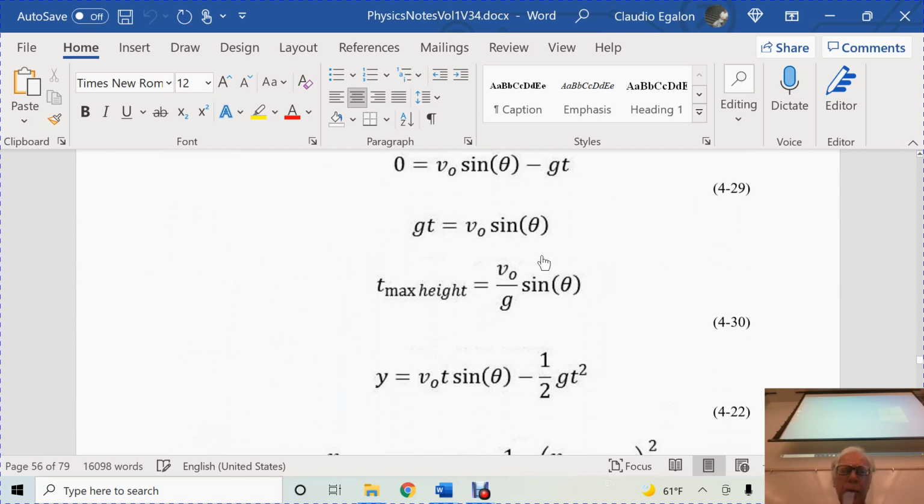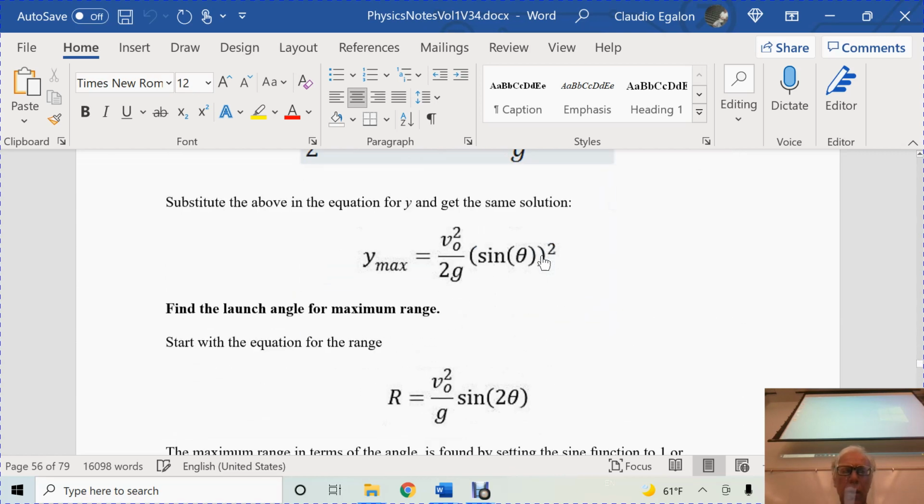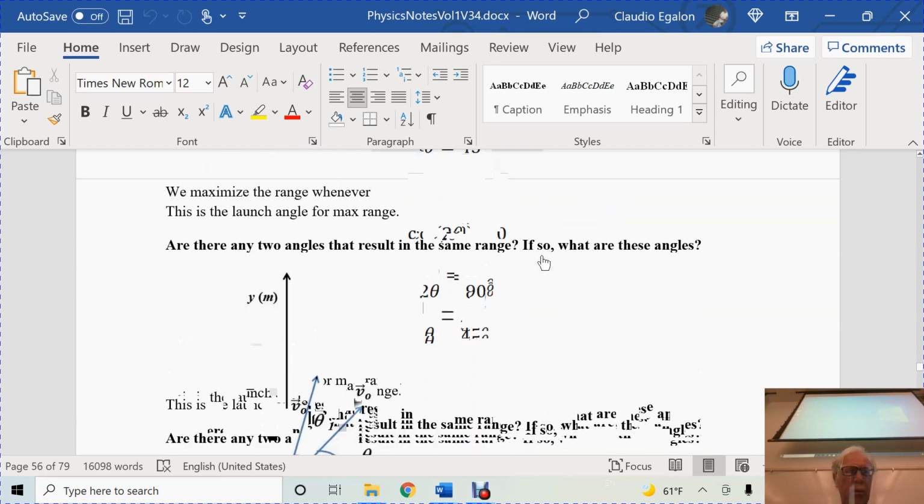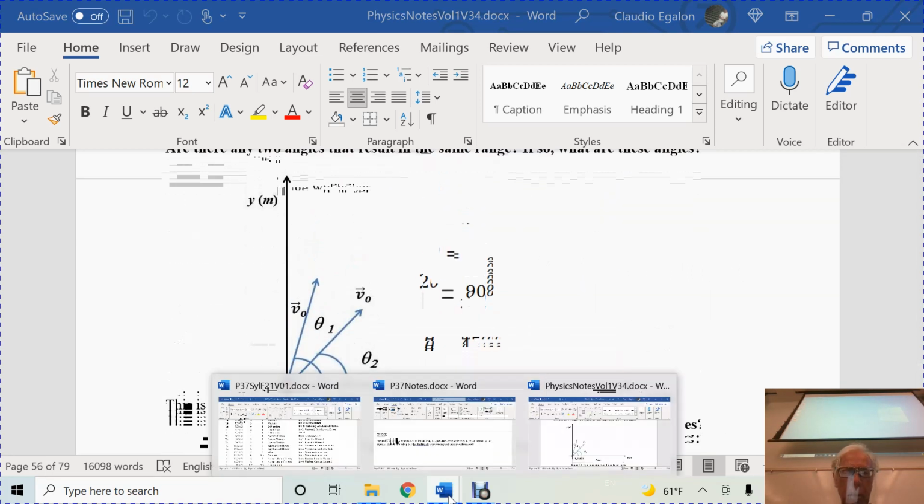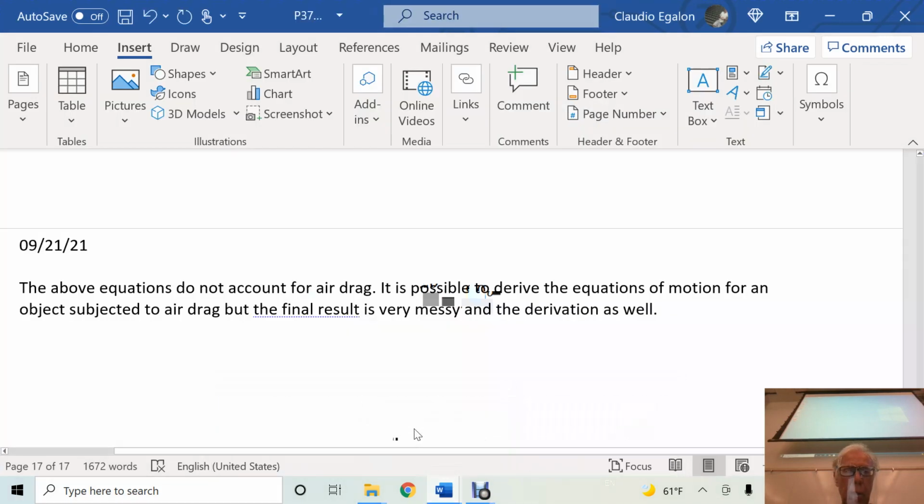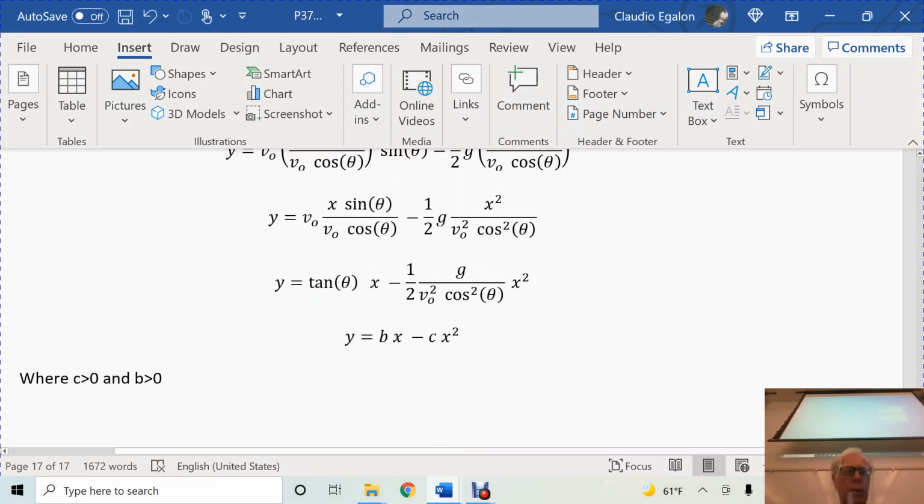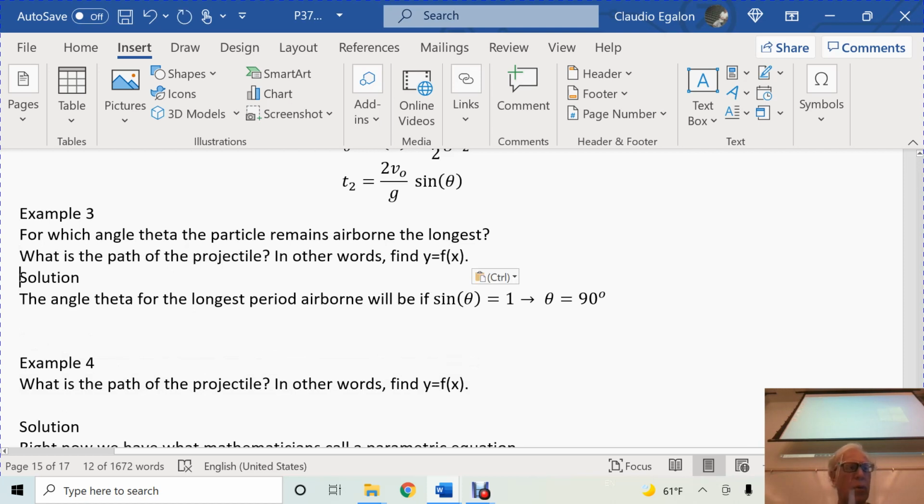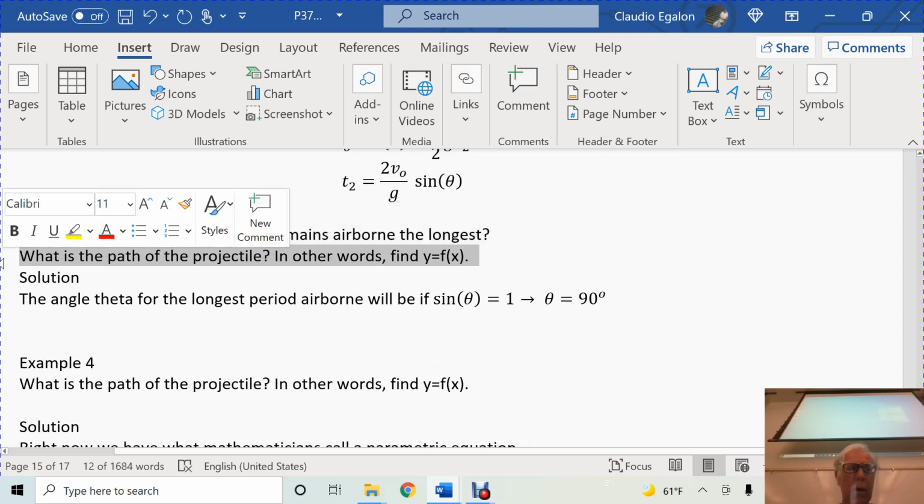We did maximum height, right? Oh, we can do the range. Yeah, let's do those because we didn't do this. Let's review again what you did. Path of the projectile, and for which angle the particle remains airborne the longest. I'm gonna copy that and paste down there.